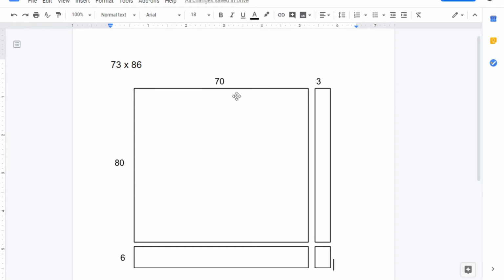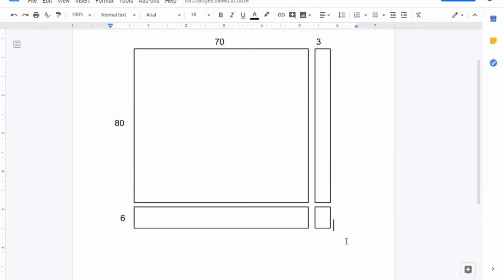just multiply these. If you're familiar with 7 times 8, right? 70 times 80 becomes 56 times 100, or 5,600. Then 3 times 80 would be 240. And then 70 times 6, that's going to be 420. And then 3 times 6 is 18. So I'm going to go ahead and add those in there, and I'll be right back.